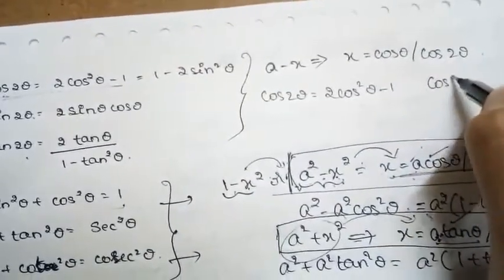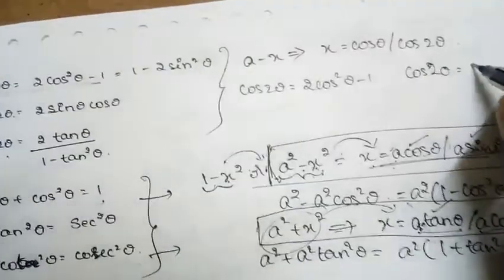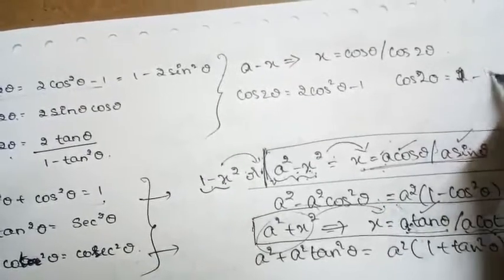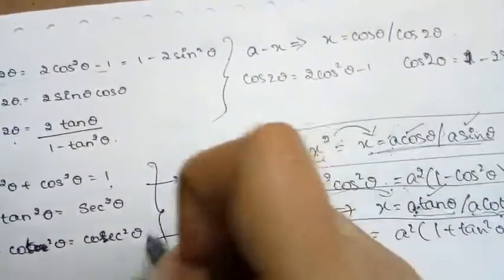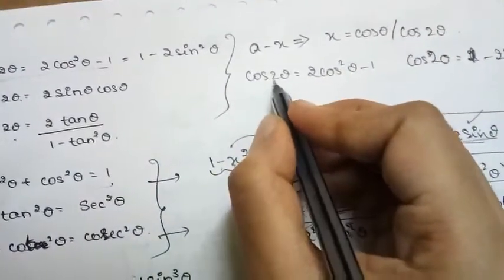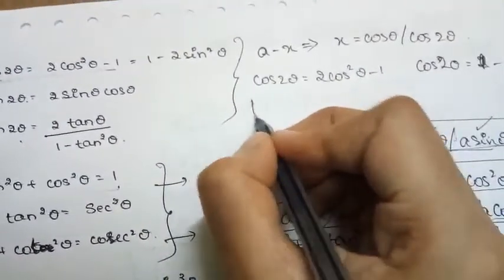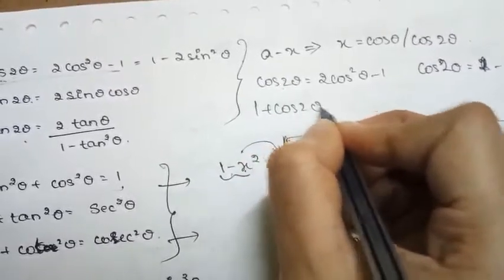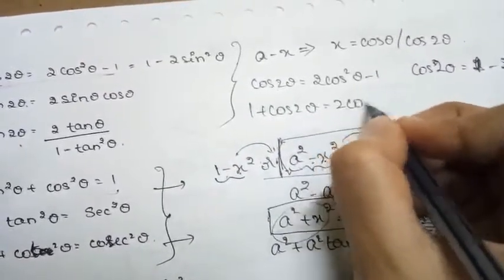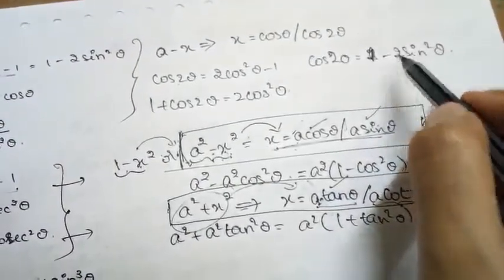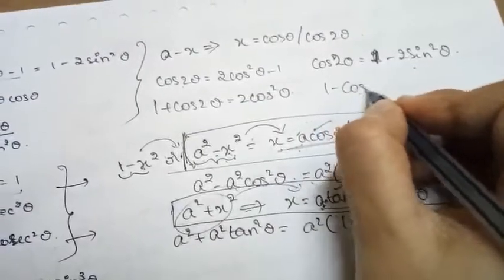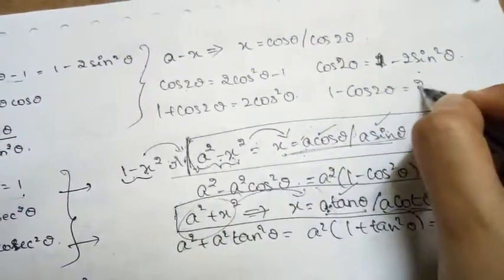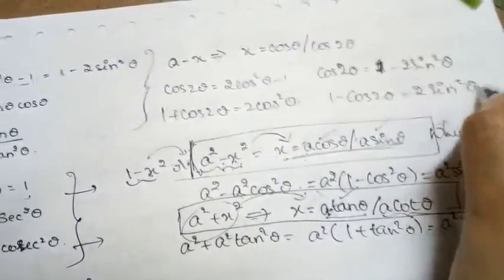Another one is cos 2 theta is equal to 1 minus 2 sine square theta. Suppose if I reshuffle this one, what happens? I am going to get 1 plus cos 2 theta is equal to 2 cos square theta. And if I reshuffle again, 1 minus cos 2 theta is equal to 2 sine square theta.